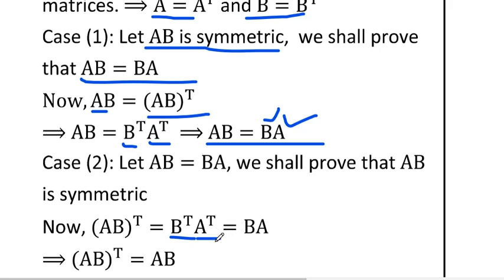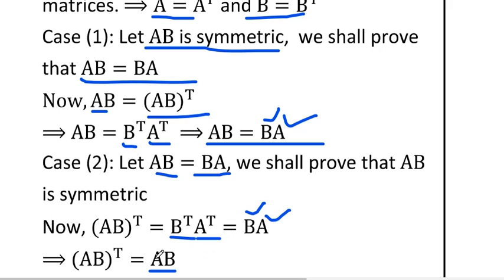This is the standard result. What is B transpose? B transpose is B, and what is A transpose? A transpose is A. That is, AB transpose is equal to B into A. And now it is given that AB is equal to BA. Therefore, what is BA? BA is AB only. Therefore, AB transpose is equal to AB.